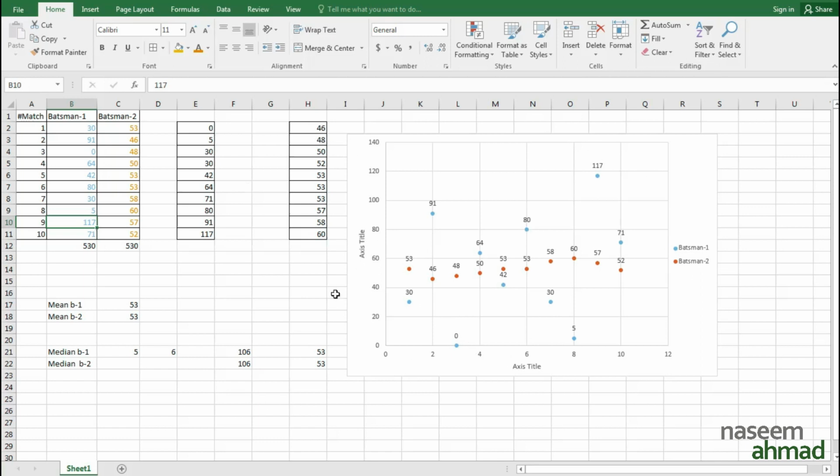As you can also see in this graph, the blue data points are the runs scored by batsman 1, and the orange are the runs scored by batsman 2, and the range of these two data sets is very different. Simply calculating the mean and median is not enough to get the behavior of the data set and the quality of the data sets.